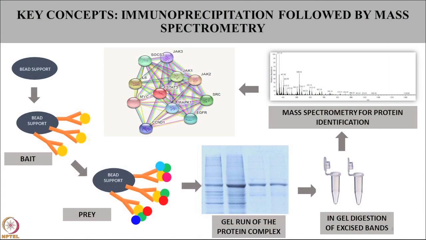So this is the overall methodology. There is an alternate way to do it. You can use this complex and use a buffer that has a low pH, like a glycine buffer. What it will do is this interaction will break.